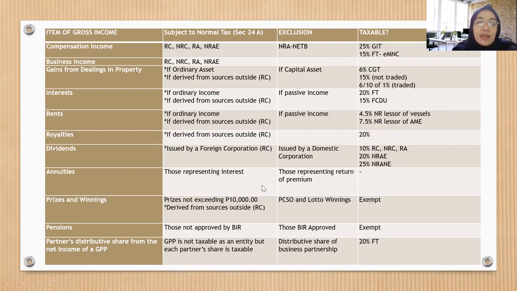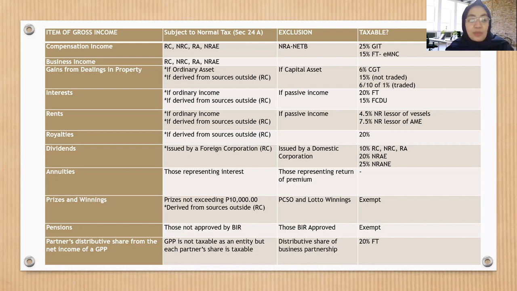But if it's representing premium only, or return of premium, then it's not subject to tax, okay? Because there is no wealth or increase in wealth per se, or even any gain. It's just a mere return of capital.